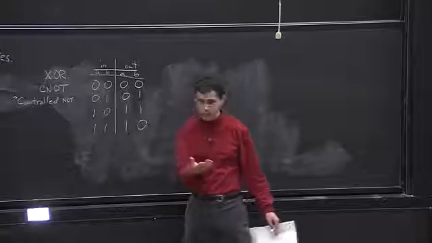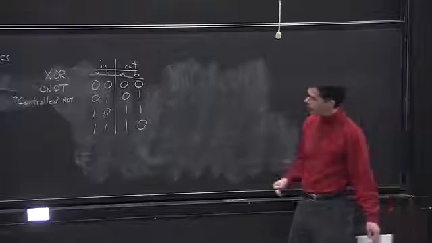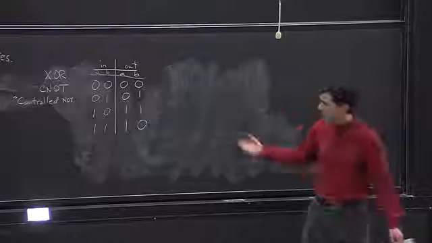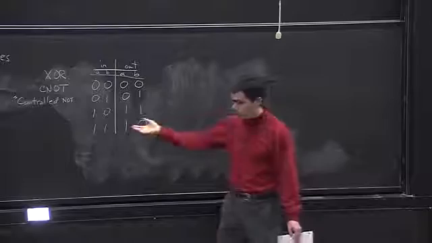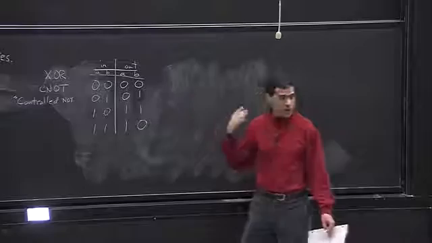So this is maybe the first non-trivial example of a classical reversible gate. I mean, the NOT is non-trivial, but it's pretty simple. But this is really a two-bit gate. It's interacting different bits. And you can start to plug them together to make interesting circuits. But it's still kind of limited. It's not going to give you everything.